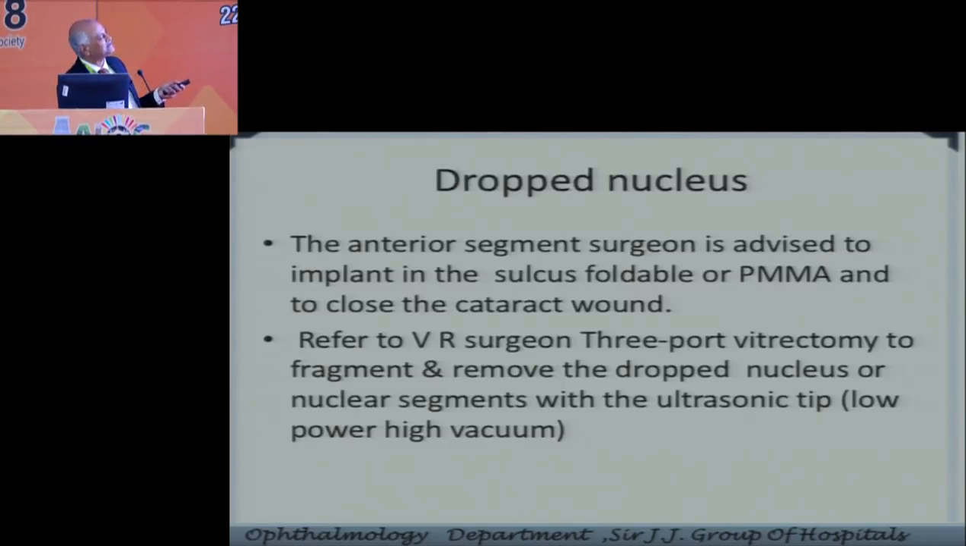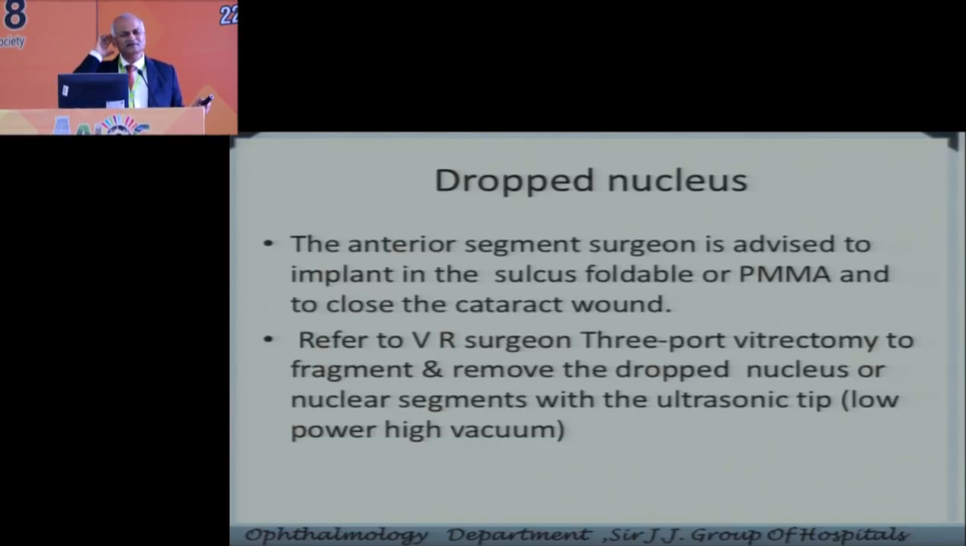The anterior segment surgeon is advised to implant a sulcus foldable or PMMA lens, or to close the cataract. Always remember, when it has gone in the vitreous, no handling. Don't touch the vitreous. If you touch the vitreous, there will be retinal detachment, holes and so many other things.